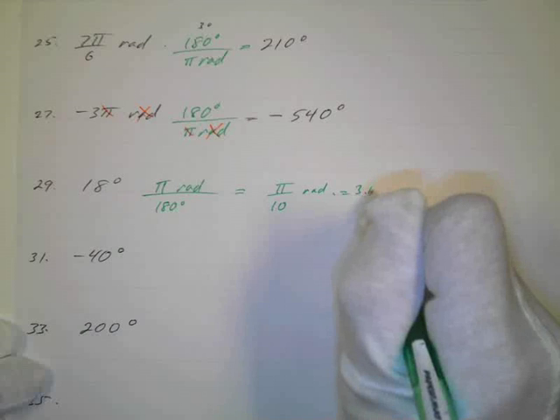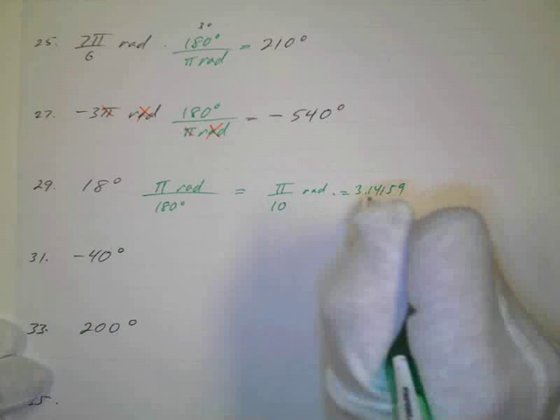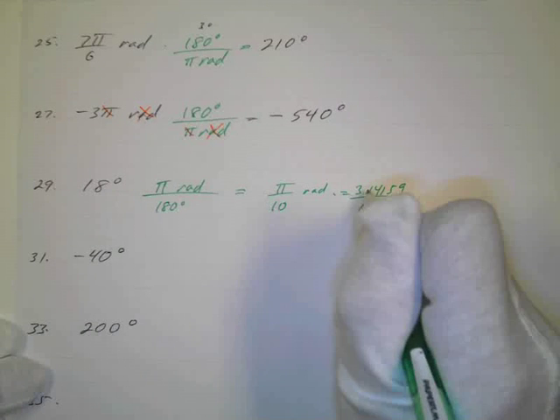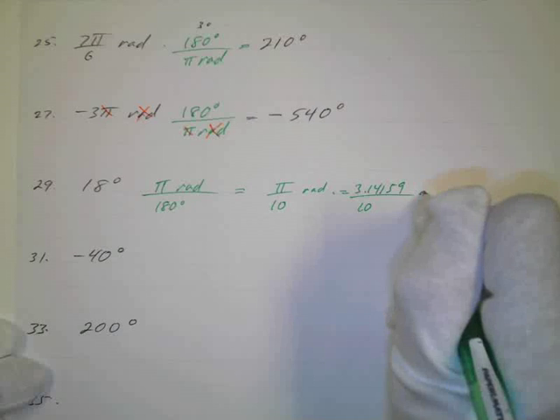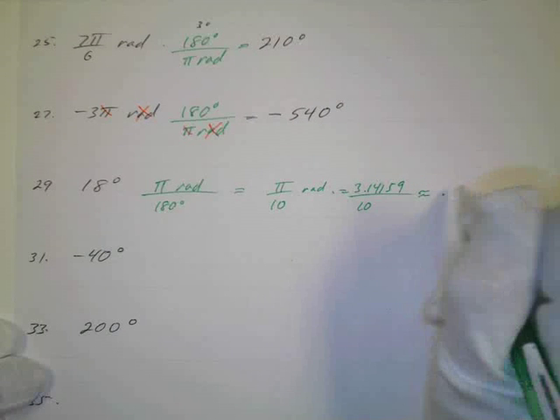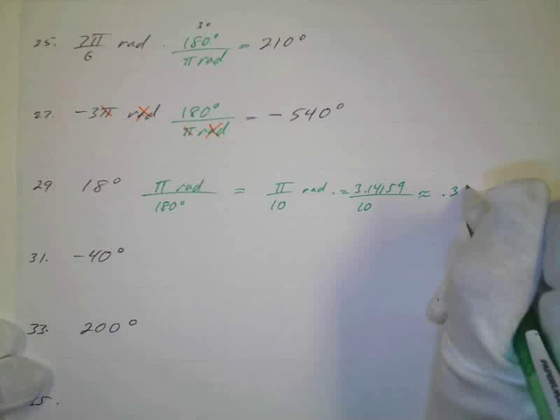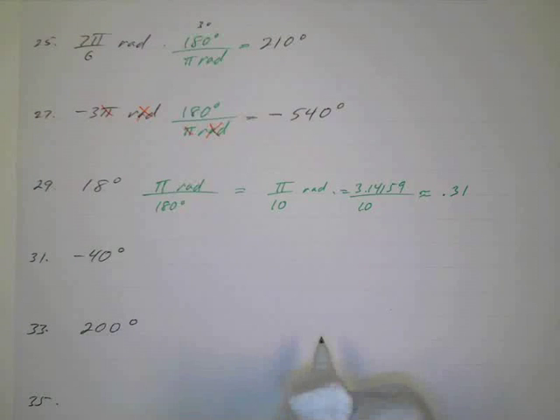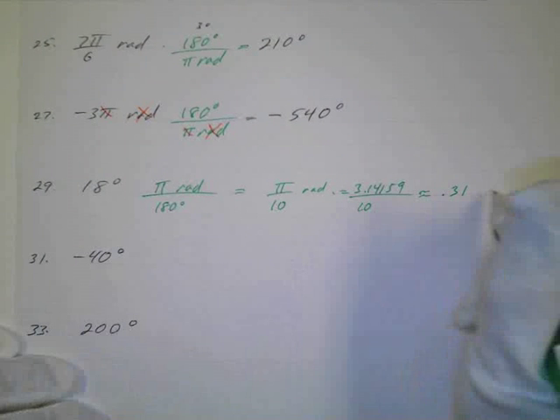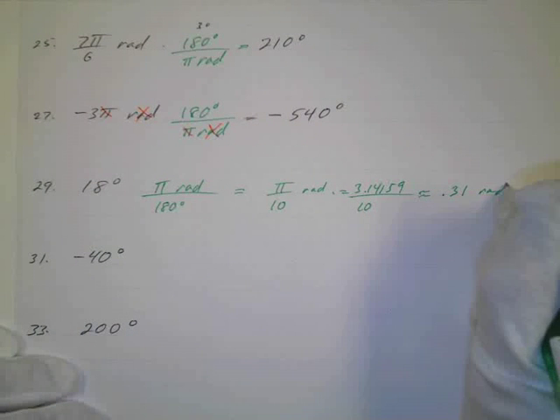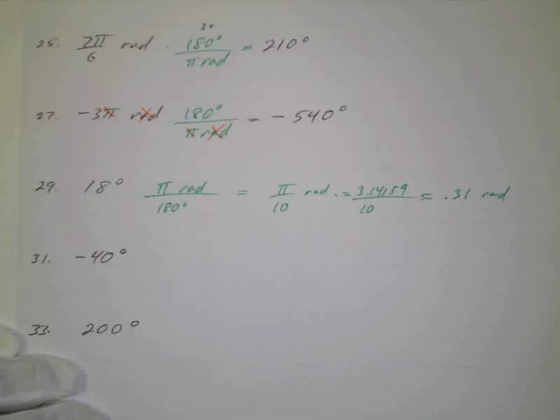And pi is 3.14159. If you divide that by 10, you just move the decimal point one place to the left. So you get approximately 0.31. And that's all you have there. And that's in radians. So that's not too bad.